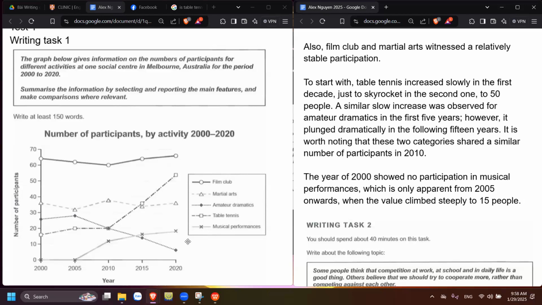I think there's also a second and a third crossover point here. You see, the first crossover point is one. The second and the third is this one. All right. Okay, but maybe now we should go to film clubs and martial arts.